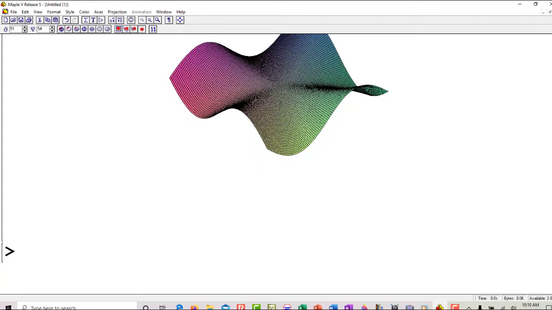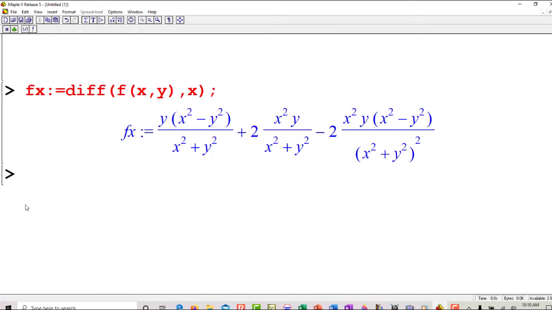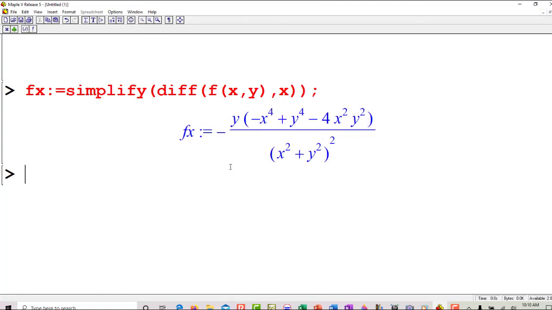Let me define the following. I'm going to define fx to be the derivative of f of x comma y with respect to x. And I should actually simplify that to make it look more like what we found. That's exactly what we had. We had a negative here distributed, so we had a positive x to the fourth, a minus y to the fourth, and a positive 4xy. That's the only difference. Let's also plot that.